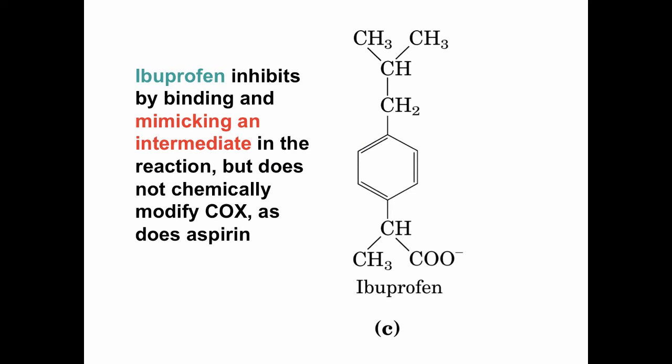Ibuprofen is another anti-inflammatory drug, but differs from aspirin by its mechanism of action. Ibuprofen inhibits COX enzymes by binding and mimicking an intermediate in the reaction, but does not chemically modify COX as aspirin does. So ibuprofen is actually a competitive inhibitor of the COX enzymes.